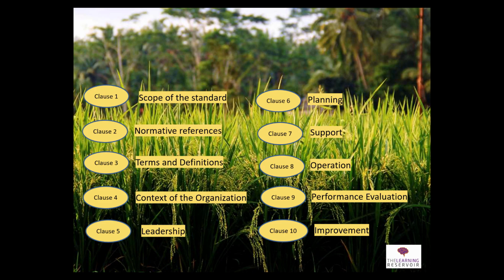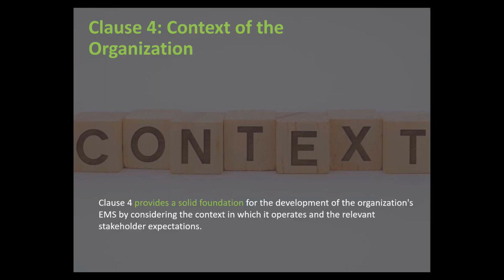So it follows the plan, do, check, act concept in quality management, where you plan something, you do it, you check that you've done it, and then you act upon it. So clauses 1 to 3 are the introductory clauses, and we're going to have a little deeper dive into clauses 4 to 10. So clause 4 covers the context of the organization, which basically means you need to figure out, well, what business are you in? Who are the stakeholders involved in your business? What is the context of your organization? So it's setting the solid foundation by getting you to understand your business.